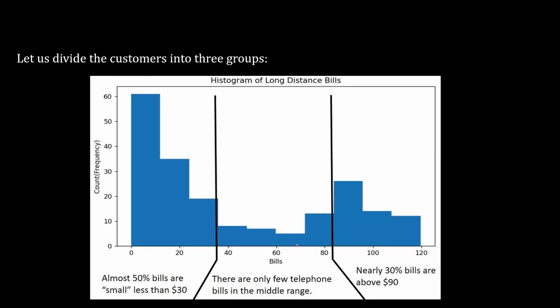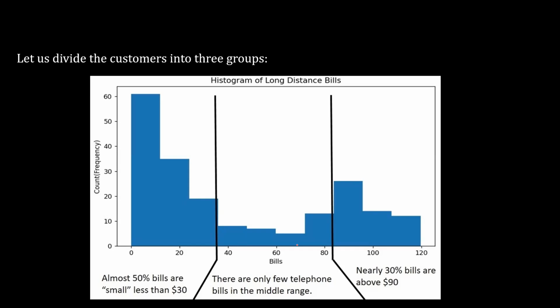So one way to look at this data is dividing this data into 3 parts. Okay, you see that almost 50% of your customers have a bill value between $0 and $30. There are very few people whose bill value is between $30 and $90. But again, you have a significant number of people whose bill value is more than $90, about 30%.